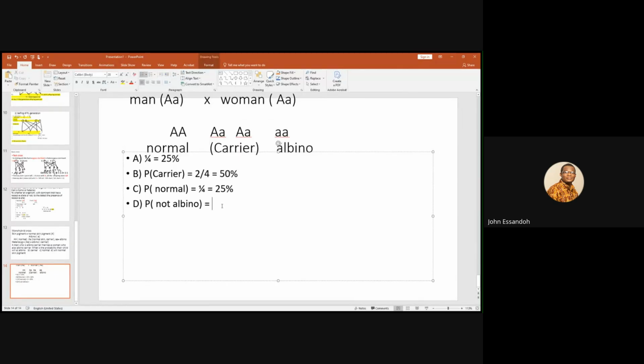So here not albino is the same as normal skin pigment. And that will give us 3 out of 4, 3 over 4, which is equal to 75%.